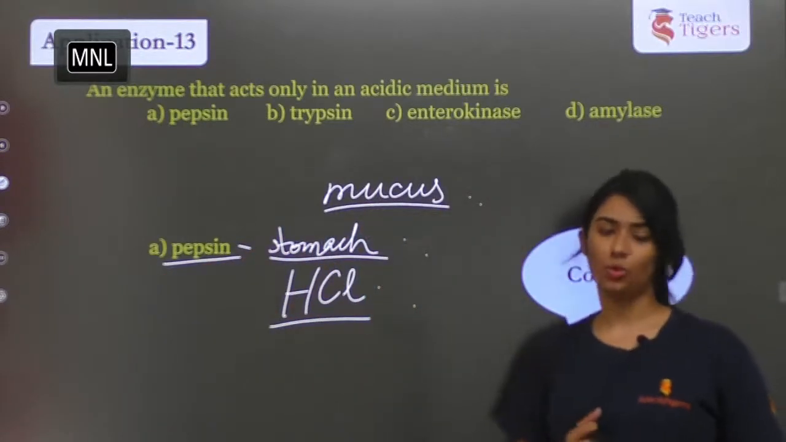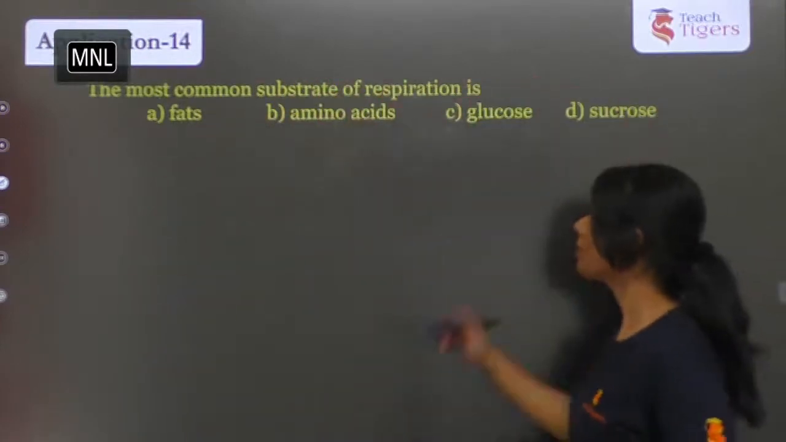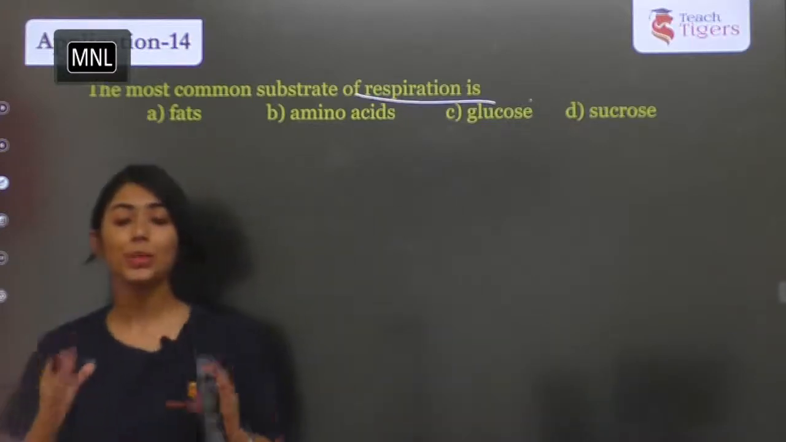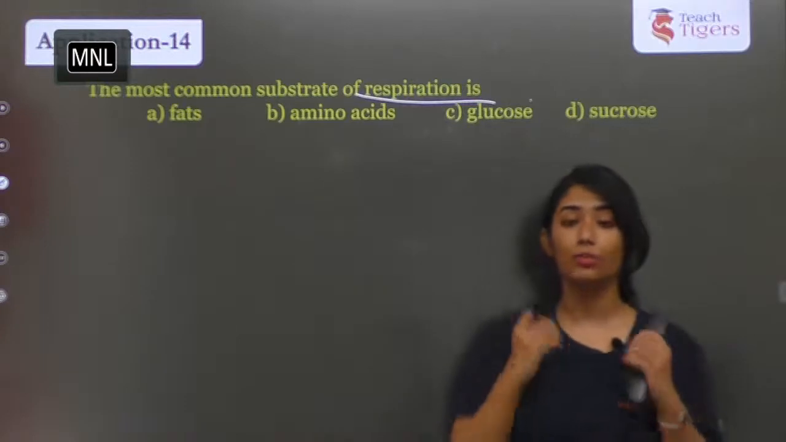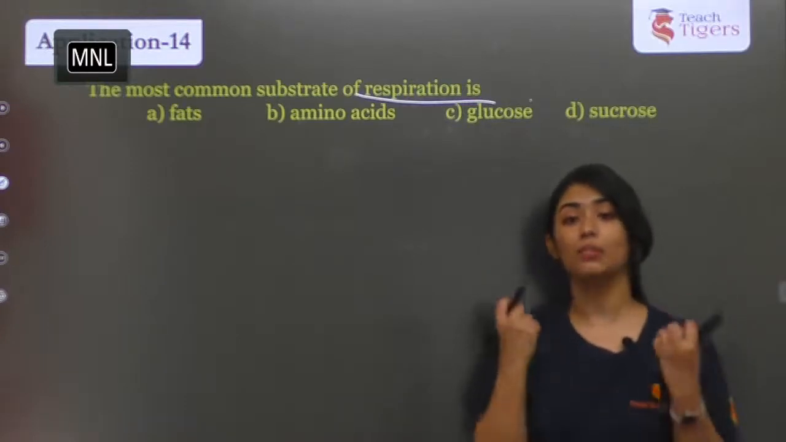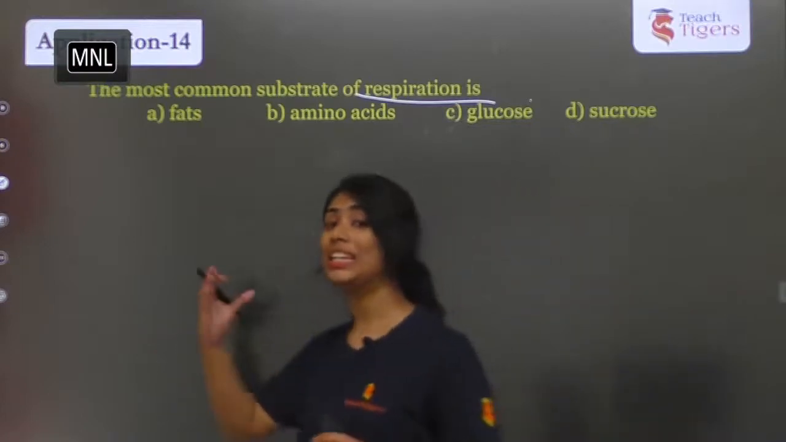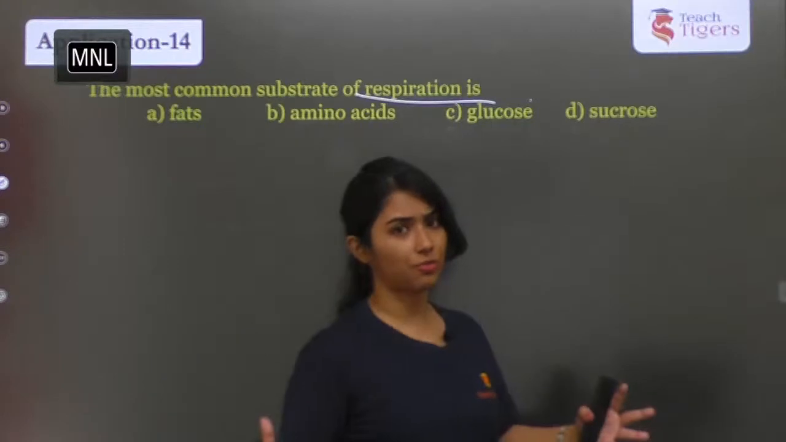Okay, next, the most common substrate of respiration is, so first tell me, what is respiration? Respiration is a process where the nutrients that are present in the food, okay, that are formed inside the small intestine will be acted upon by oxygen to release energy inside the body, right? Our body needs energy to perform so many different functions.